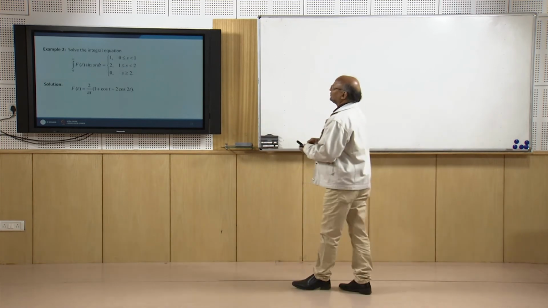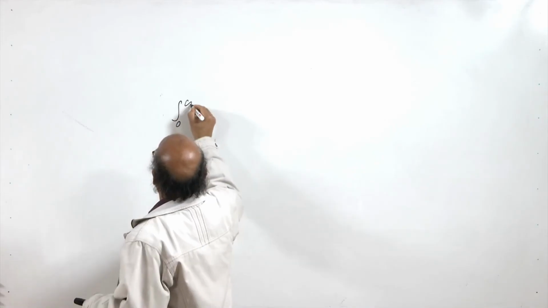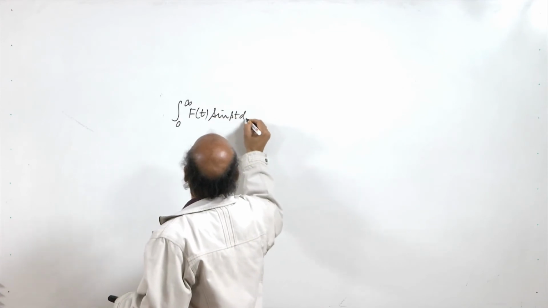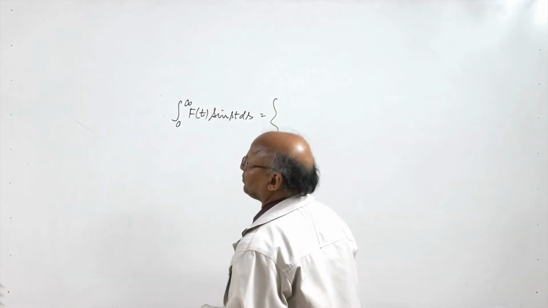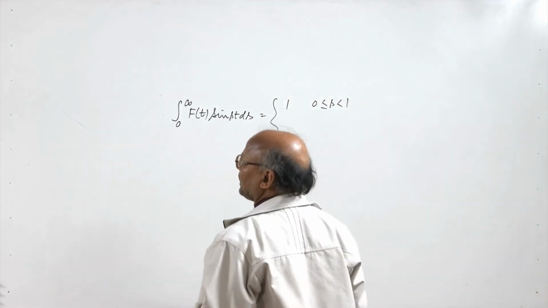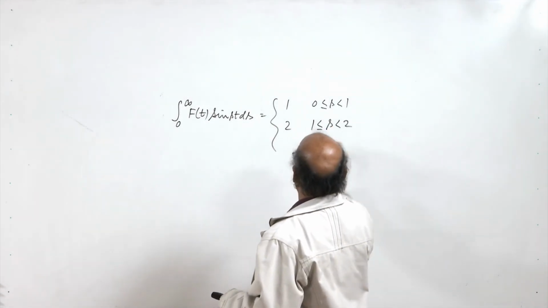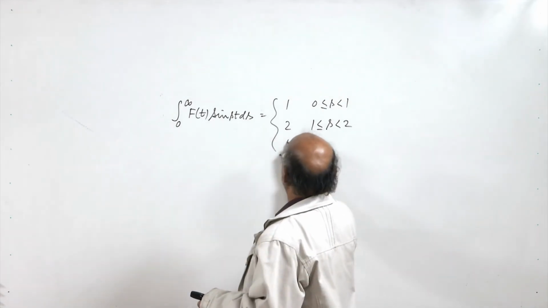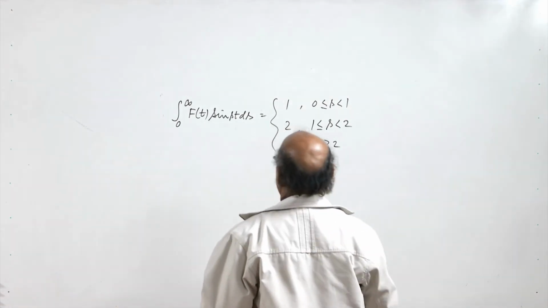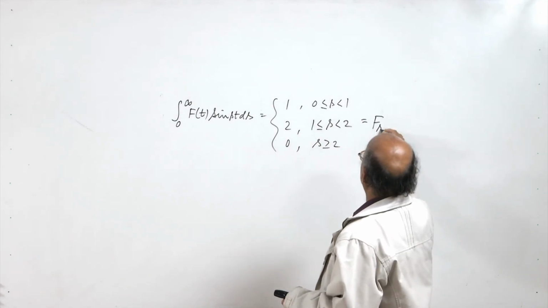So here we have the integral equation, integral from 0 to infinity of f(t) sin(st) dt, equal to 1 when 0 ≤ s < 1, 2 when 1 ≤ s < 2, and 0 when s ≥ 2. So this is the Fourier sine transform, which we can denote as F_s(s).